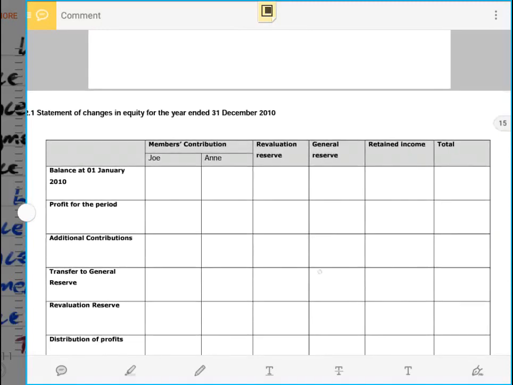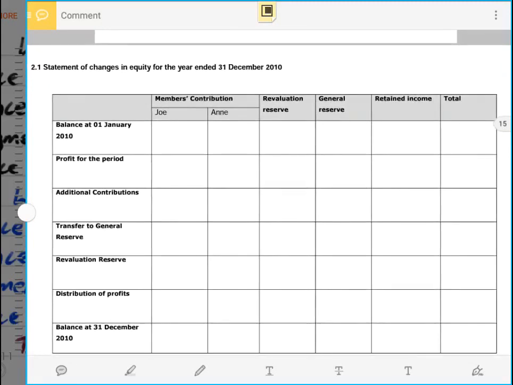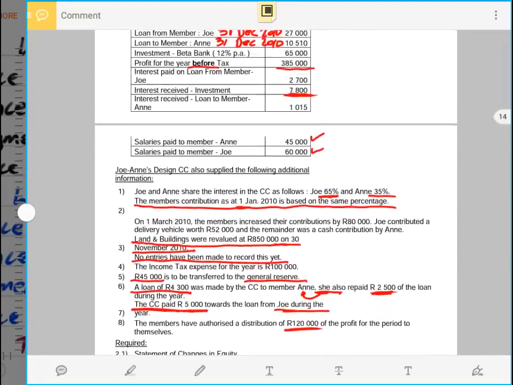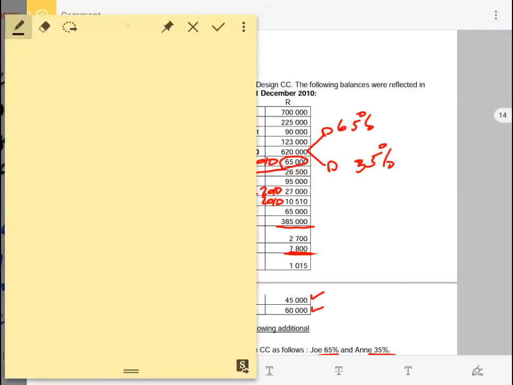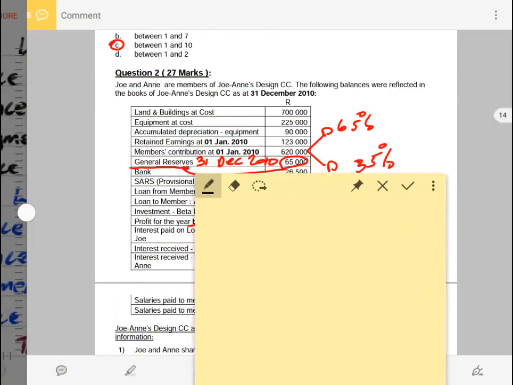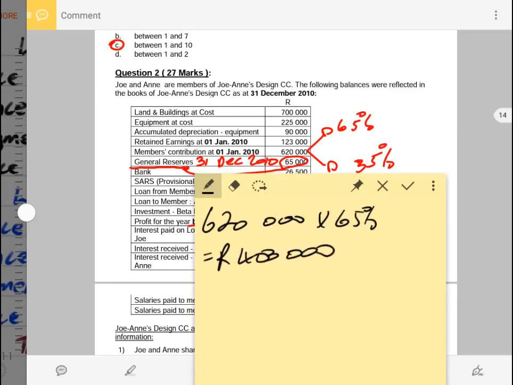So I have already prepared the table for the statement of changes in equity, and your statement of changes in equity always has these columns. Therefore we always start with the opening balance. Remember, the opening balance regarding the members' contribution, we don't know that, so we have to go and calculate, because we are given the members' contribution as an amount of 620,000 rands combined. So now it means we have to say 620,000 rands times 65%. And if we say times 65%, that will give us 403,000 rands.